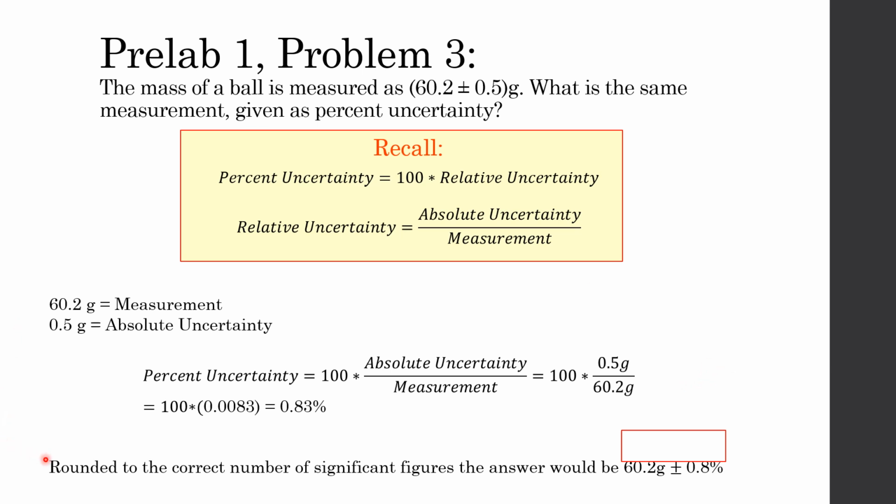Now, just like before, if we round to the correct number of significant figures, the answer would be 60.2 plus or minus 0.8%, because of course we don't really want to go past the tenths place, since we can tell that our measuring device didn't go past the tenths place.